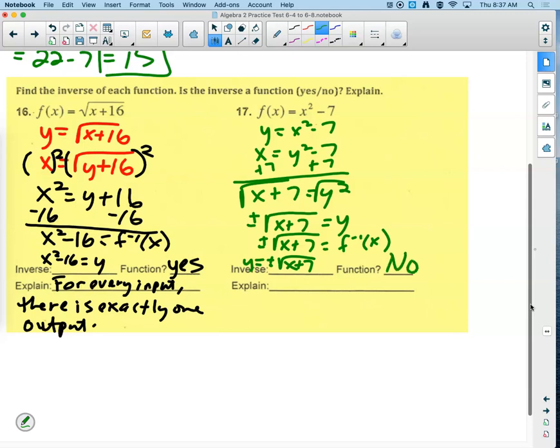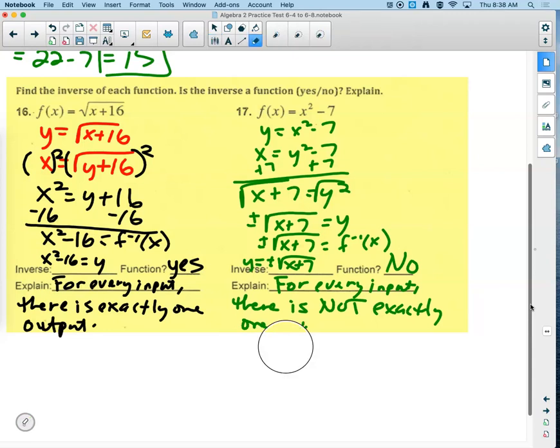And then again, how do you explain it? Well, just use the definition, but say for every input, there is not exactly one output. That way, again, you're not memorizing two different explanations.